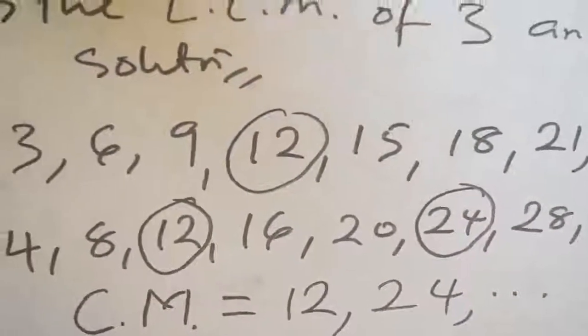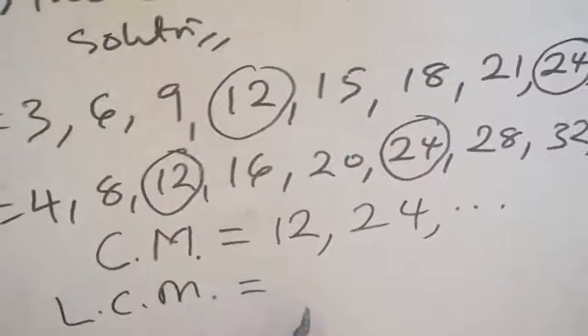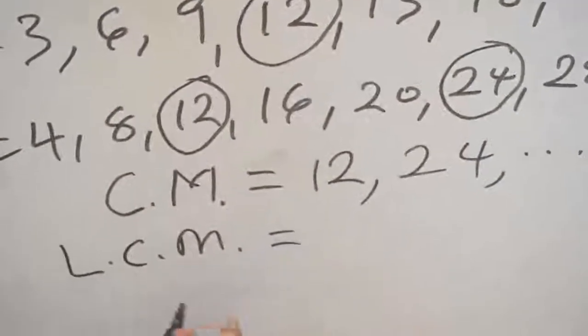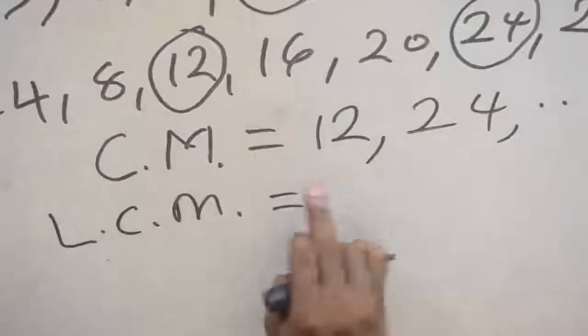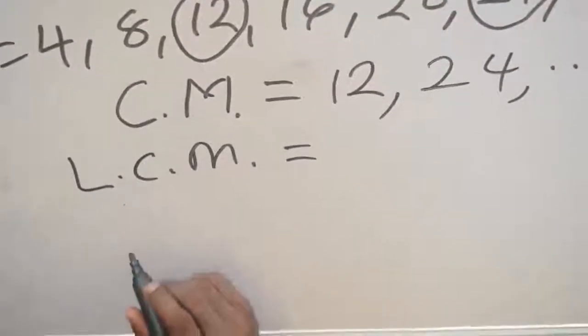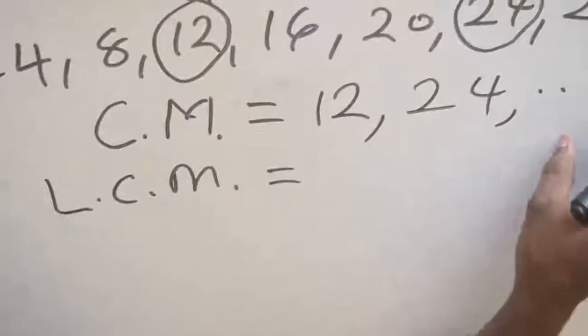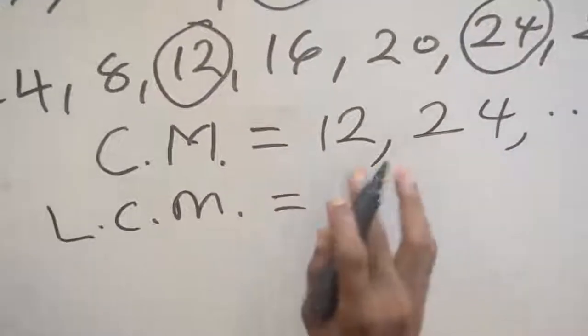The least common multiple, which is LCM, will then be the lowest number between these two that we see. There is no other number that we can get that will still be less than 12 here.